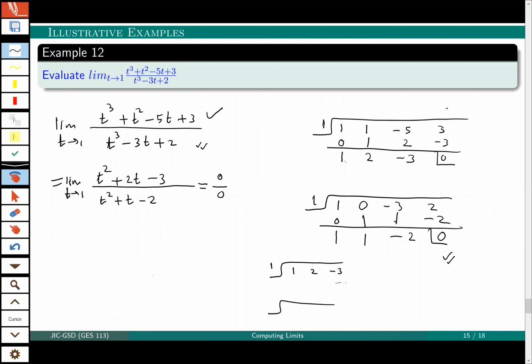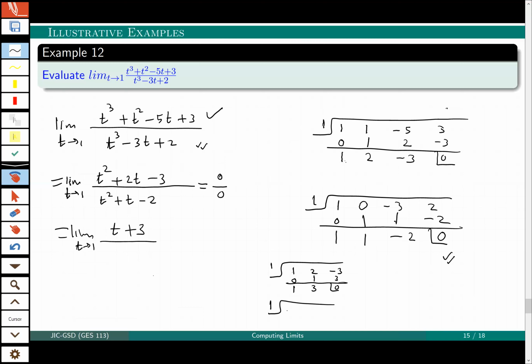If you apply synthetic division again, that will be 1, 2, minus 3. We are dividing by 1. So this will be 1. Plus 0, it's 1. 1 times 1 is 1. 2 plus 1 is 3. And 1 times 3 is 3. So the remainder is 0. So we will get t plus 3, lowering 1 degree.